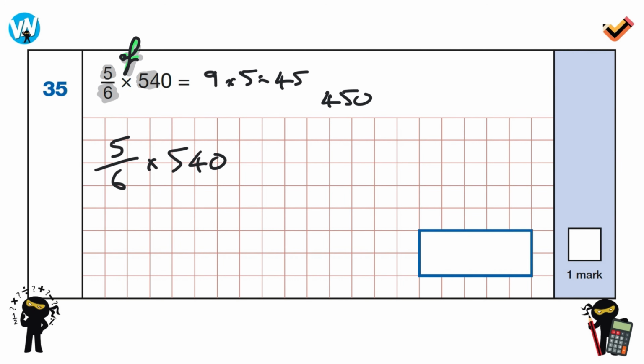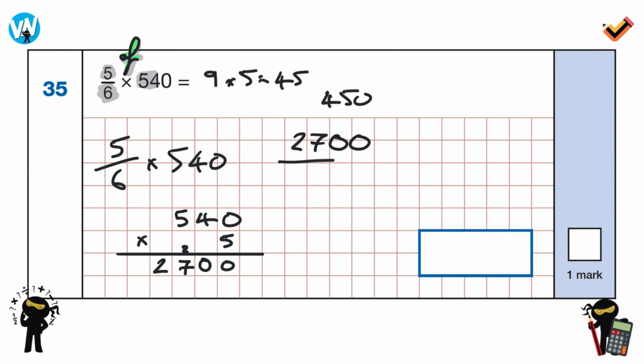Let's say a lot of you wouldn't have been able to do 5 times 540 mentally. So you drop into this, which is fine if you can do it quickly. Just going to get my ruler, because this is what a lot of you might have to do. 5 times 0 is 0. 5 times 4 is 20. Carry the 2. 5 times 5 is 25. Add the 2 is 27. So then we're at basically 2,700 over 6.